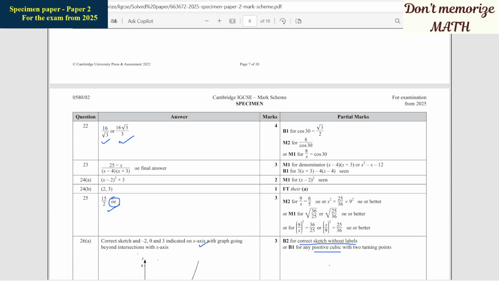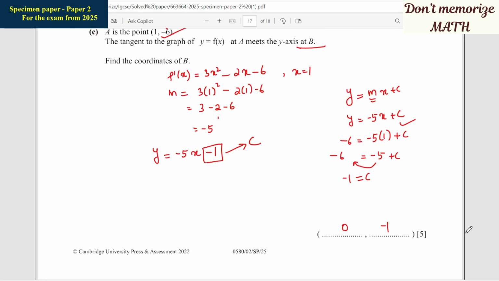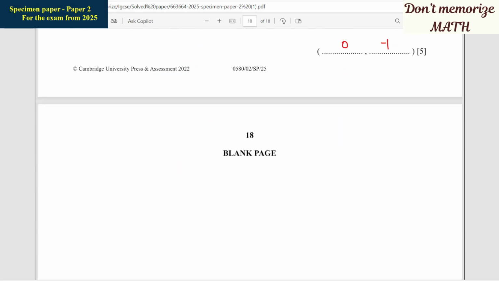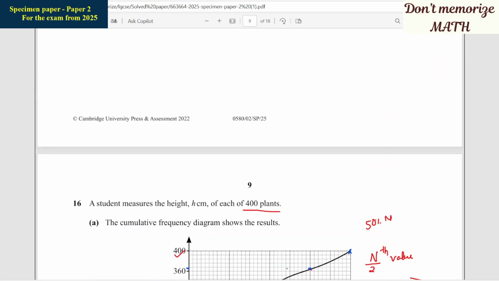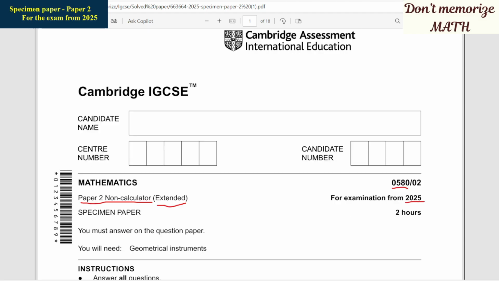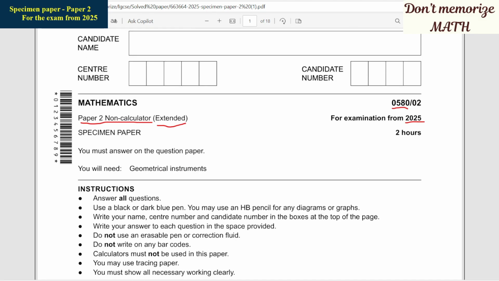It is very, very important. Oh, it was our final question. So that's all about this paper. That is paper 2. We finished, like we have 3 parts: part 1, part 2, part 3. So we finished paper 2, the non-calculator paper, which is a specimen paper from exam 2025.